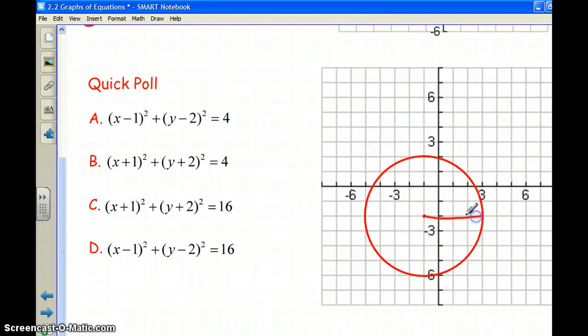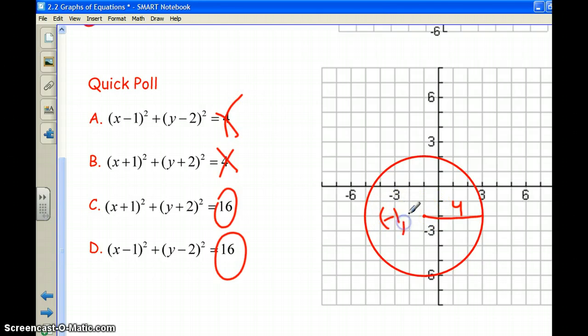Try one more. And so our radius is 4. So right away I know this is one of them. The center there is at -1, -2. So that's your h and k. So x minus -1 would be x plus 1, y plus 2, and you got your answer.